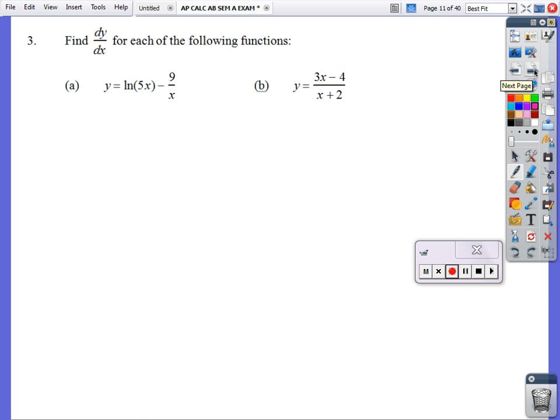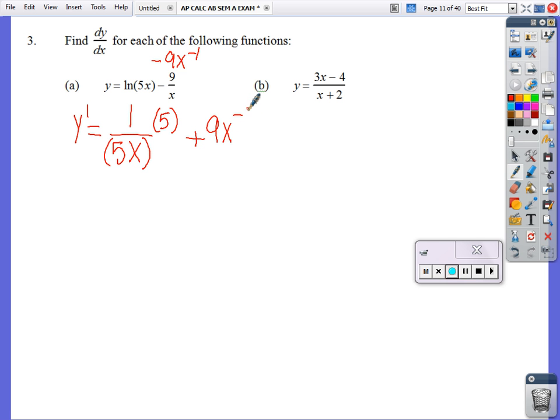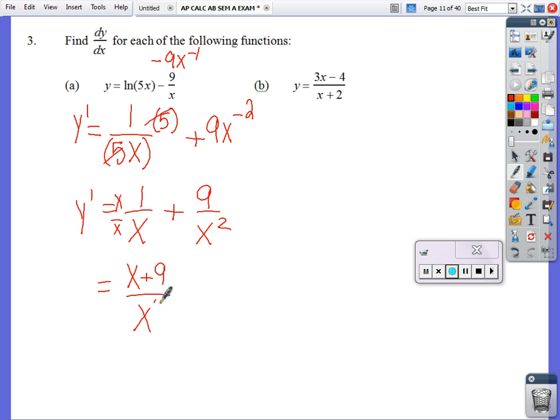Number 3, find the derivative for each of the functions. So let's do this one here. It would be a chain rule, so derivative of the outside, leave the inside exactly the same, multiply by the derivative of the inside. This I'm going to rewrite as minus x to the negative 1, so I get plus 9x to the negative 2. And so y prime would be 1 over x plus 9 over x squared, common denominator, so multiply this by x over x, and so we get x plus 9 over x squared.